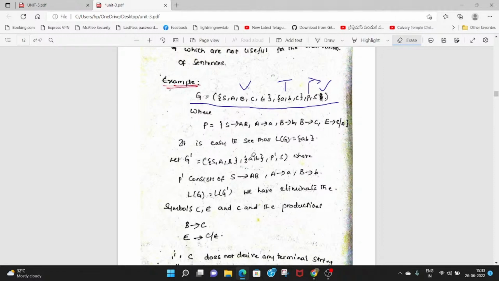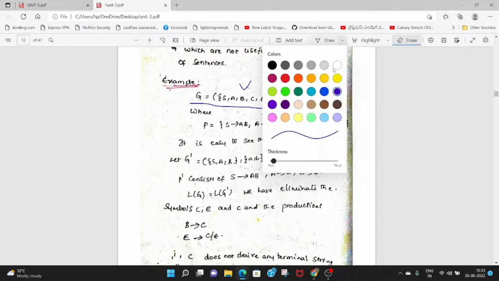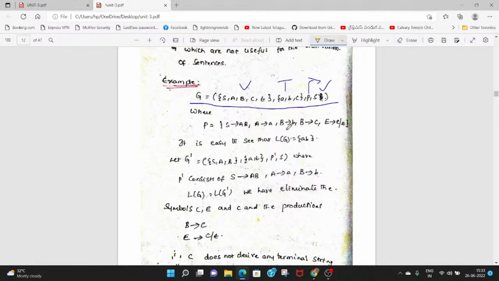And then I have the terminals which can be derived from A and B, which are a and b. So I can take them directly here. And after that, P dash is my new set of productions in my grammar G dash. P dash will include all the productions derived by S, A and B. So A derives A tends to small a, I can include. B derives two types of productions: B tends to small b and B tends to capital C.